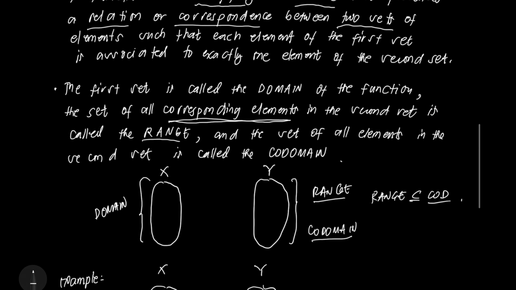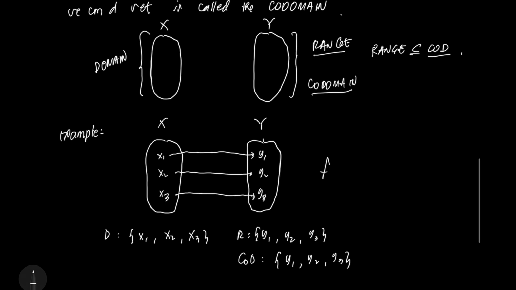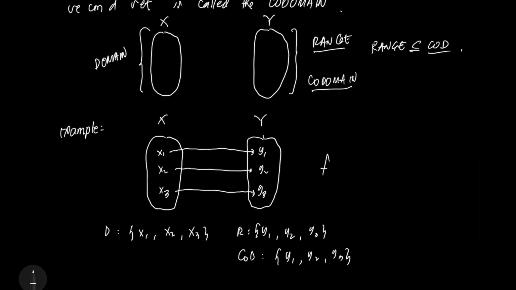Why? Because each element of the first set has an association in the second set. So X sub 1 is associated with Y sub 1, X sub 2 is associated with Y sub 2, and X sub 3 is associated with Y sub 3. And each element of the first set is associated to exactly one element in the second set. So X sub 1 is associated to exactly Y sub 1. X sub 2 is associated to Y sub 2 only, and X sub 3 is associated to Y sub 3. Because this rule does not violate the definition, this makes it a function. This example makes it a function.